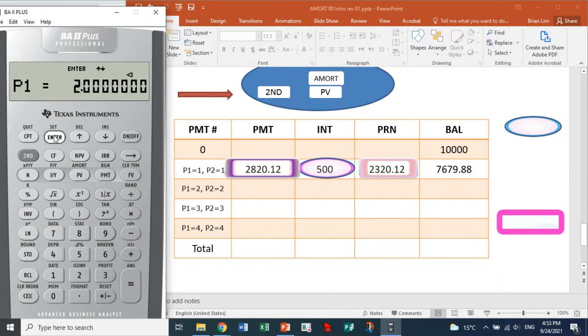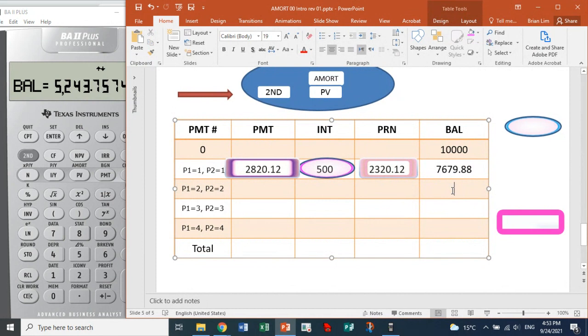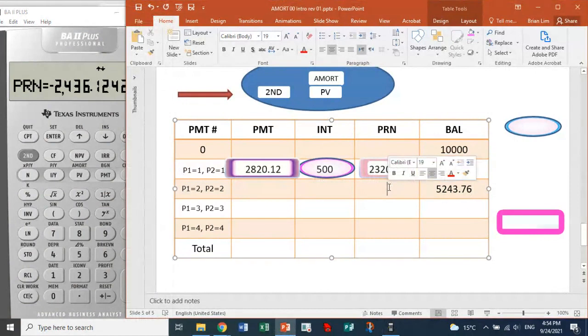Okay, so 2 and enter for P1. And then P2, we click on 2 and click enter. And we go down. So now the balance is 5243.76 if we round it. It's 0.757, so it'll go up to 76.76. Okay, next number is how much we paid on the principal.